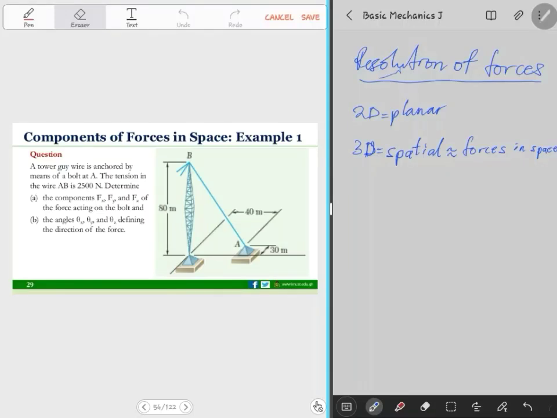Alright, so everything that we've been doing so far has been in 2D, right? So we have a planar system, let's say in the XY plane. But looking at this particular problem here, everything is in 3D, meaning that we are doing 3D spatial problems, forces in space.